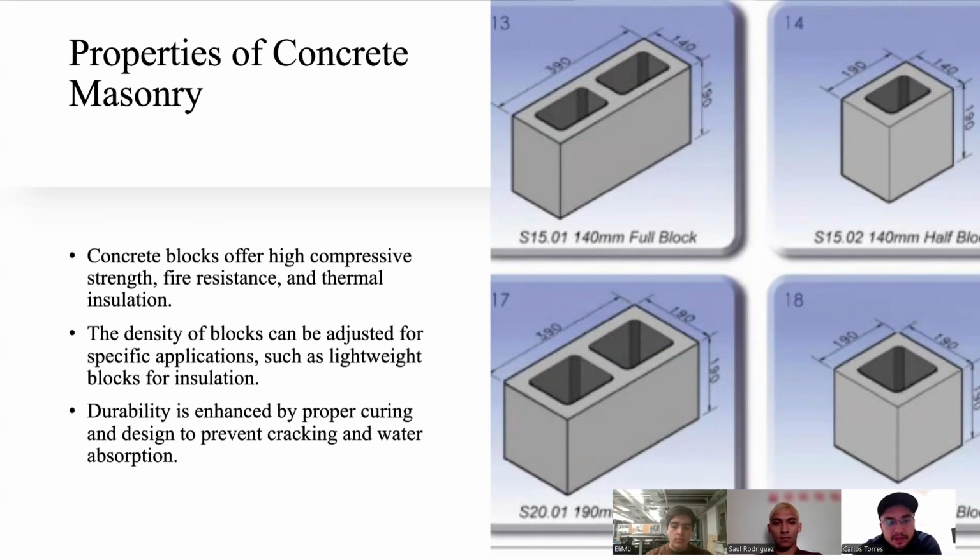This section explains the physical and mechanical properties of concrete blocks and how they can be tailored by altering ingredients, shapes, and sizes to meet specific construction needs. The density of the blocks can be adjusted for specific applications, such as lightweight blocks for insulation. I believe the most common size is 8 by 8. They can be used for structural walls as well as just for fences. The durability is enhanced by proper curing and designed to prevent cracking and water.